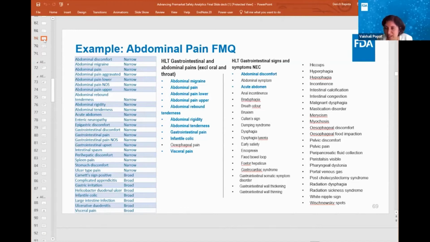We do look at other groupings as well, because we can't have an FMQ for everything, right? Over time, we will keep on developing more and more FMQs, but there will always be another adverse event of interest where some of this other can be very helpful. So, thank you.